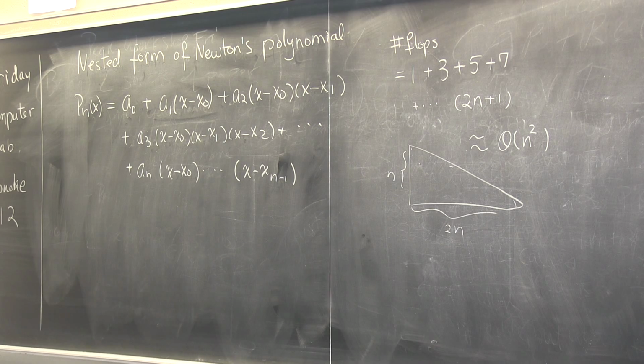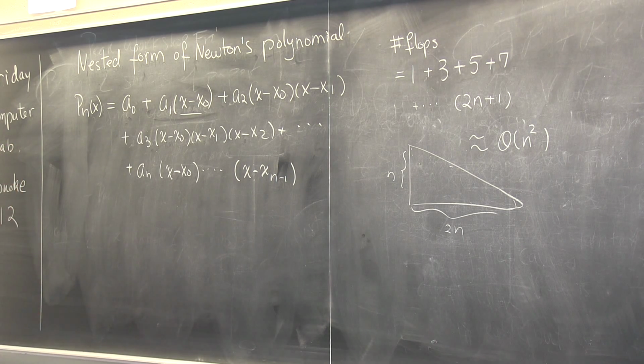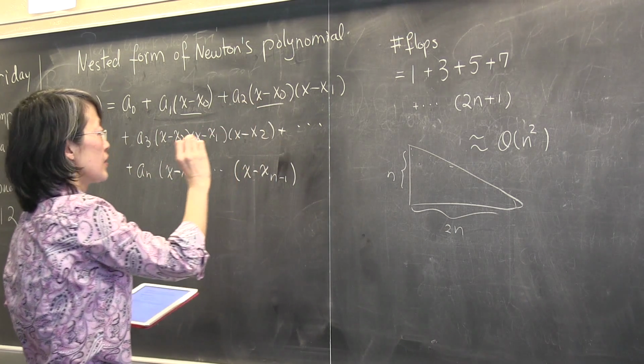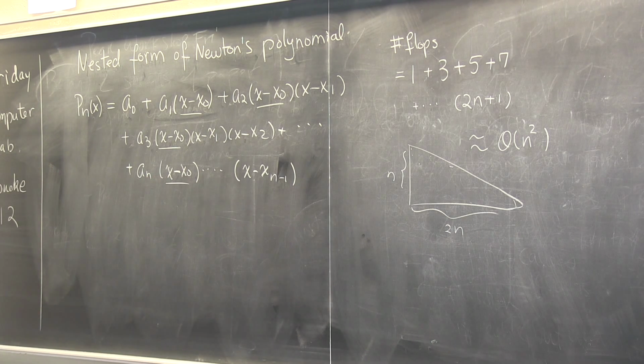I think I can improve on that because look at the expression here. x minus x0 appears here, and it appears here, and it appears here, and it appears here. Why do I do it n times? Right? I'm doing it n times in this expression. Do you see? I could take advantage of the structure of this polynomial and write it into the following form, and this is the nested form.